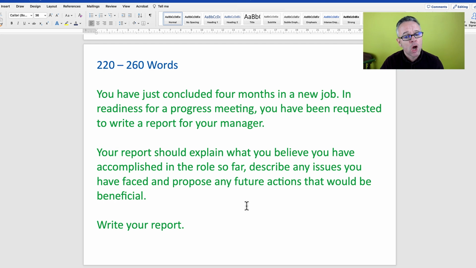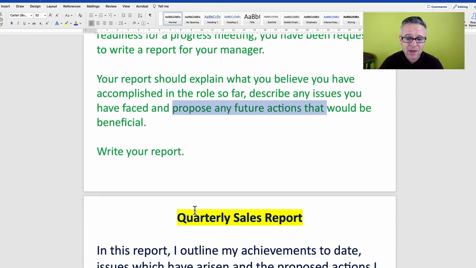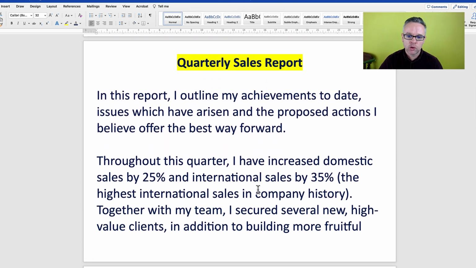Write your report. So straight away I can spot 3 paragraphs. A paragraph about what I believe I have accomplished in the role, a paragraph where I describe the issues, and then a paragraph where I propose future actions. I will also have an introduction before that. So let's take a look at the model report.